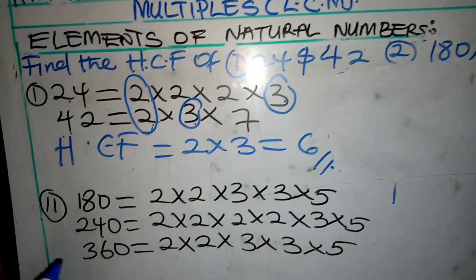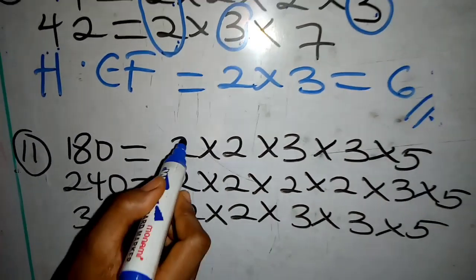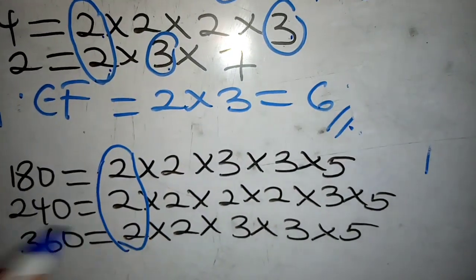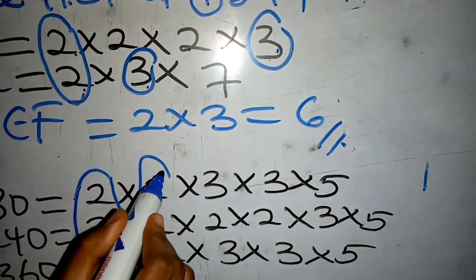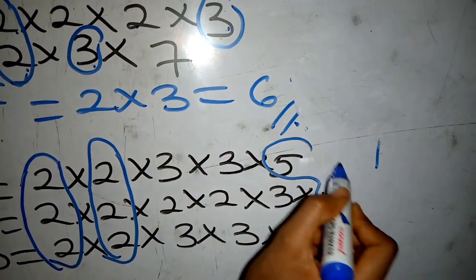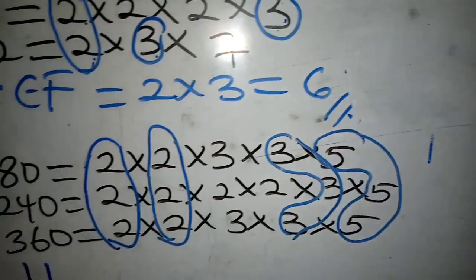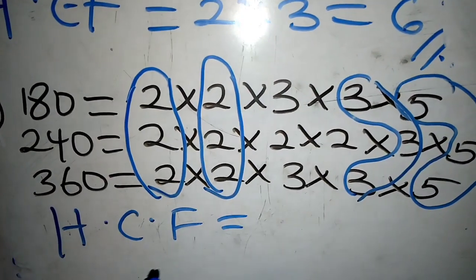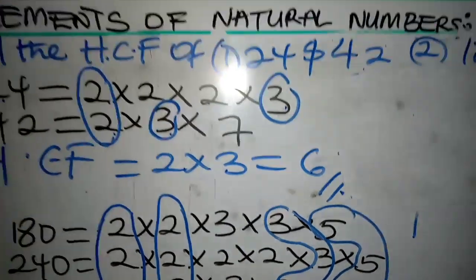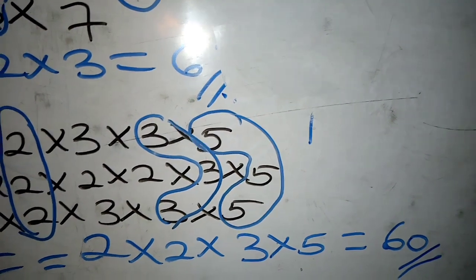The HCF of 180, 240, and 360. First get the common factors. They have 2 in common. Again, they have 2 in common. They share 5 in common, and they also share 3 in common. So the HCF of this will be 2 times 2 times 3 times 5, which is 60. So the HCF is 60.